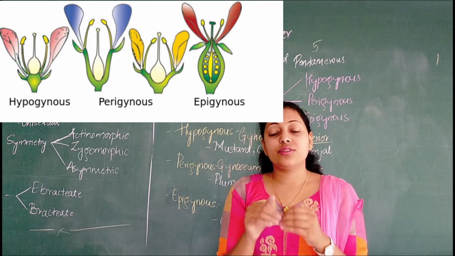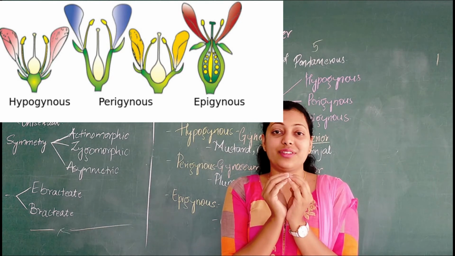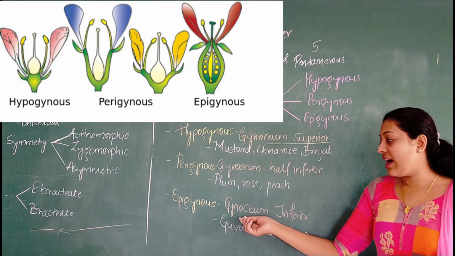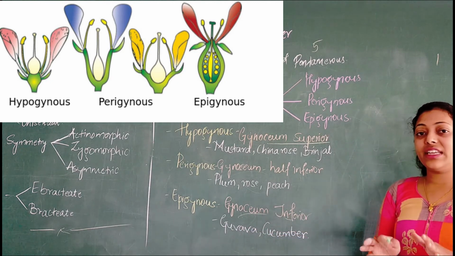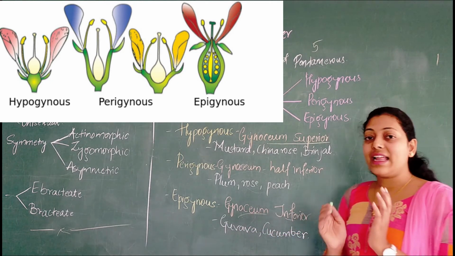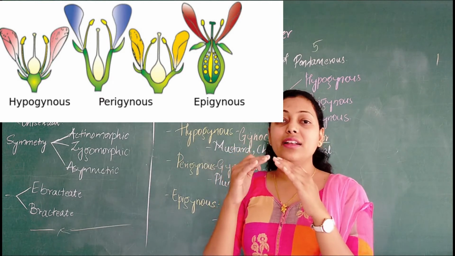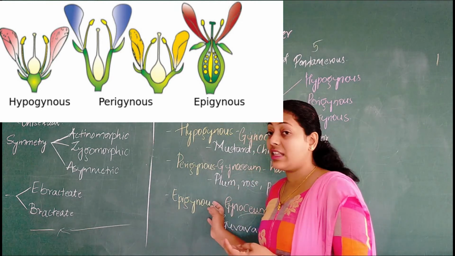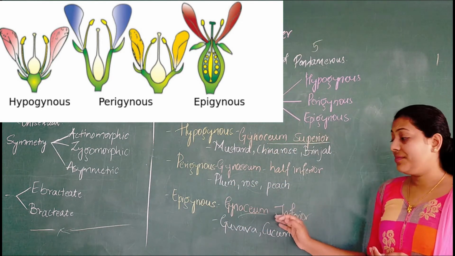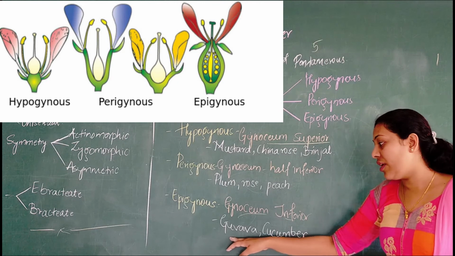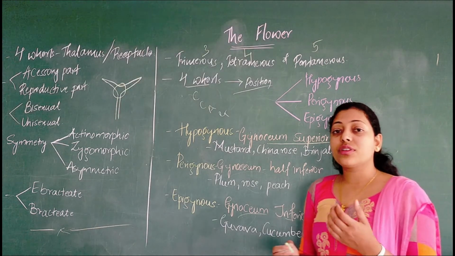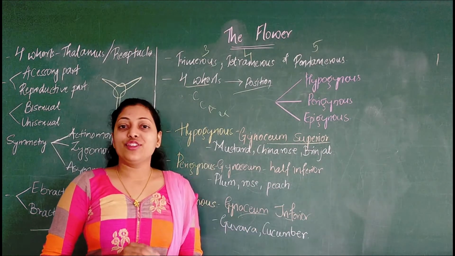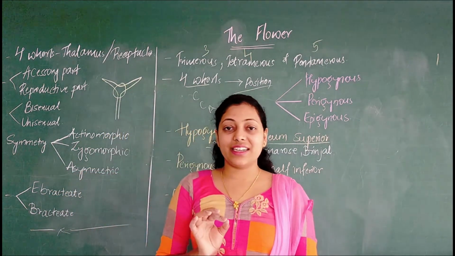Inferior, and totally it has been closed. Inferior in position, that's why we can say in epigynous flower, gynoecium is inferior in position, wherein calyx has been terminated and it forms an enclosure, wherein within this enclosure we find the ovary. For example you can take guava plant and cucumber. Cucumber and guava have flowers which are epigynous. So is it clear? I hope it is clear to you all.